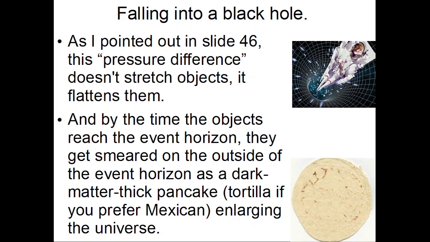As I pointed out in slide 46, this pressure difference inside the imaginary surface doesn't stretch objects into spaghetti, it flattens them. And by the time an object reaches the event horizon, it becomes a pancake, the thickness of dark matter, which gets smeared on the outside of the event horizon, enlarging the black hole itself.